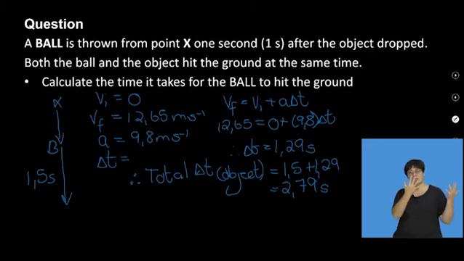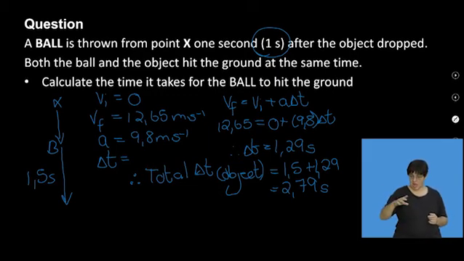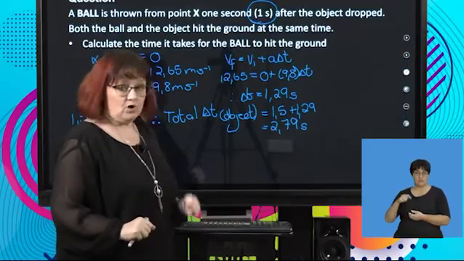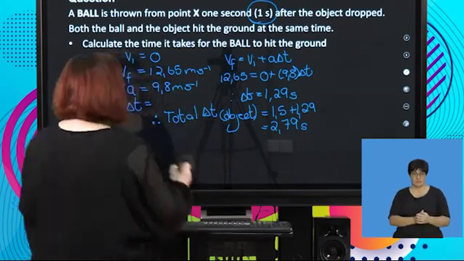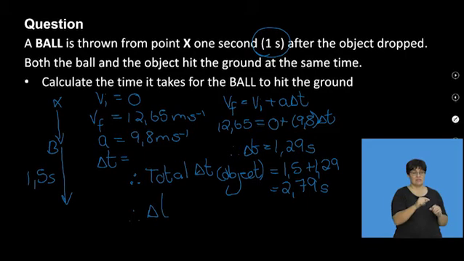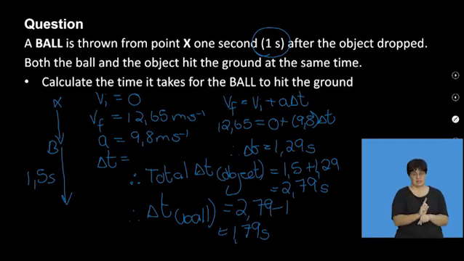The question was, calculate the time it takes for the ball to hit the ground, and it was thrown 1 second after the object. So if the object took 2,79 seconds to get to the ground, and they hit the ground at the same time, delta t for the ball is 2,79 minus 1. So the ball only takes 1,79 seconds.